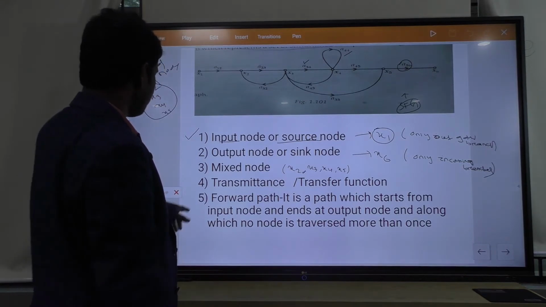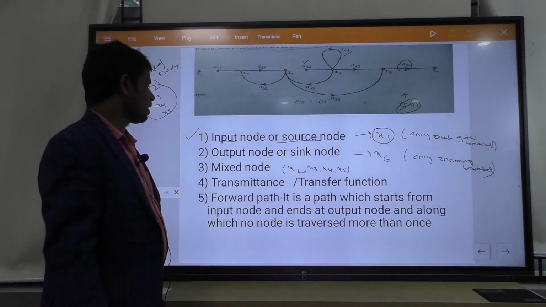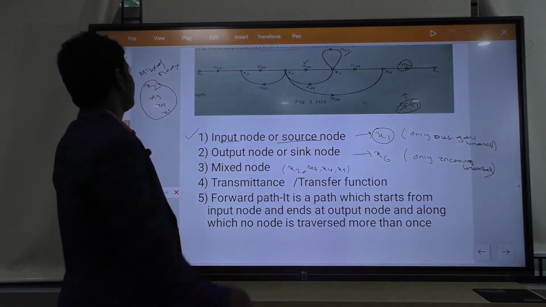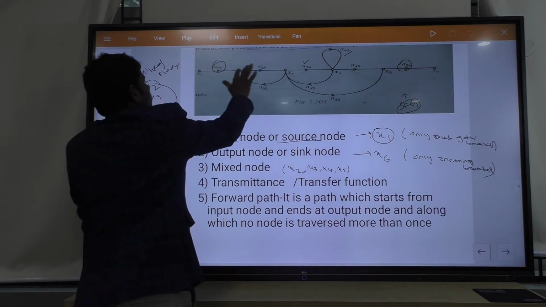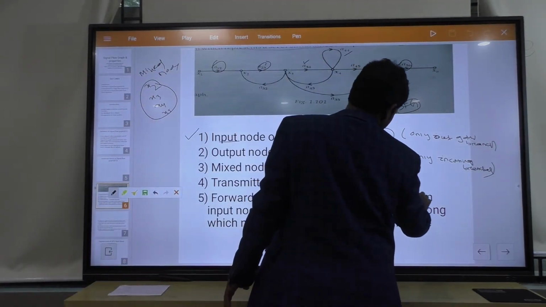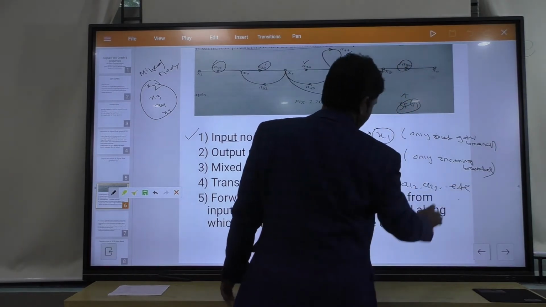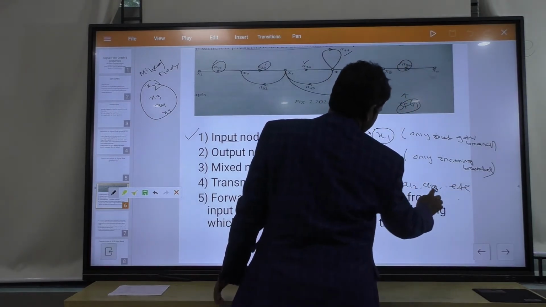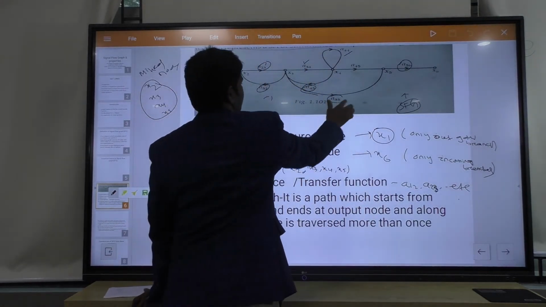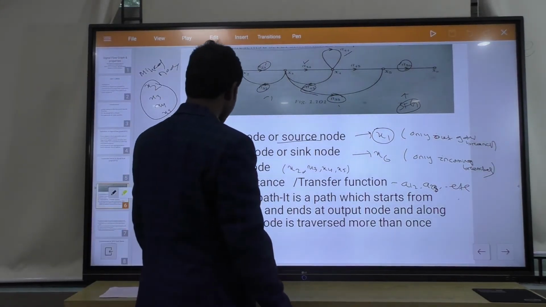Okay, then we discuss transmittance. Transmittance means transfer function. It is the transmittance or transfer function written near the arrow mark. The values written, A12, A23, A32, A44, are the transmittance or transfer functions written near the arrow marks. Okay.